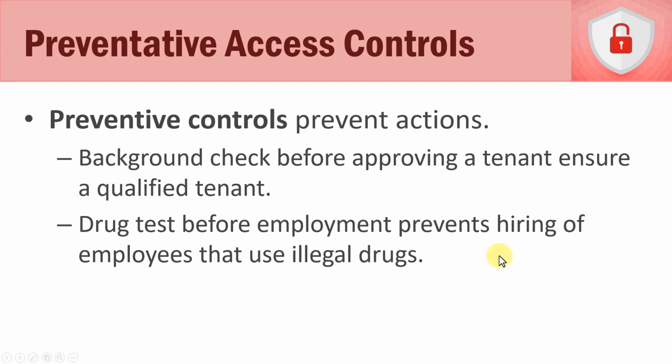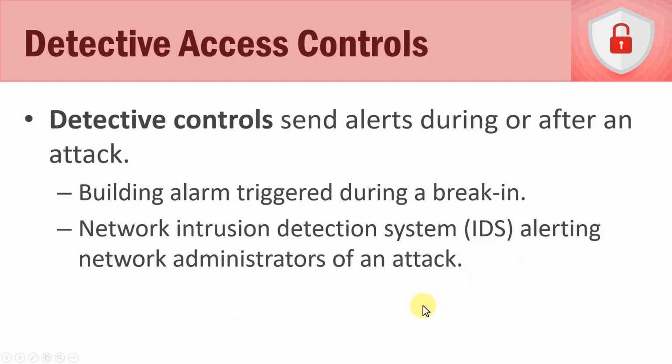Let's take a look at the second one. The second one would be detective controls. So these are typically going to send off alerts during or after an attack. So an example would be a building alarm is triggered and goes off during or after a break-in. We can equate that to businesses and also in our homes.